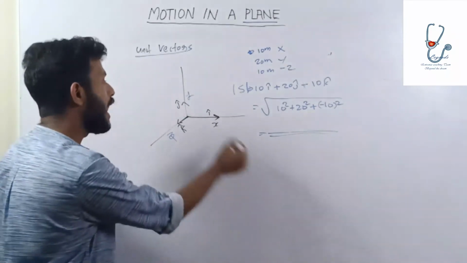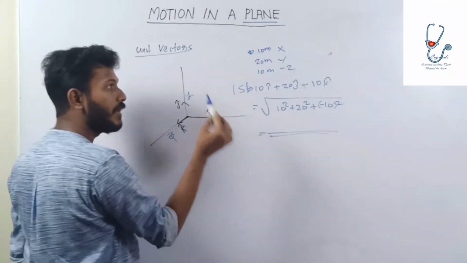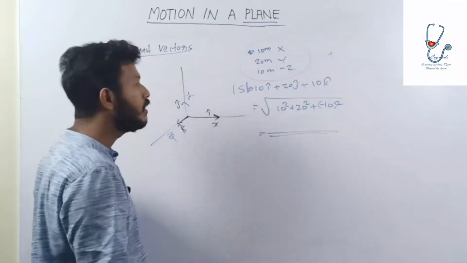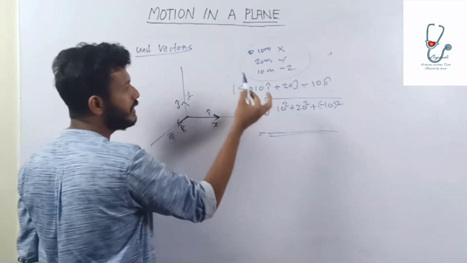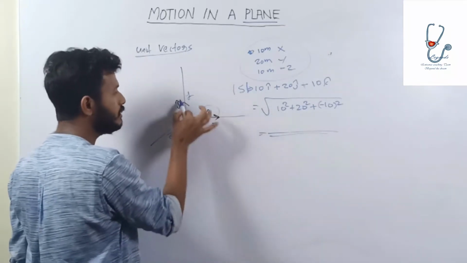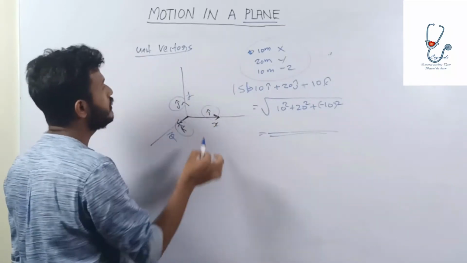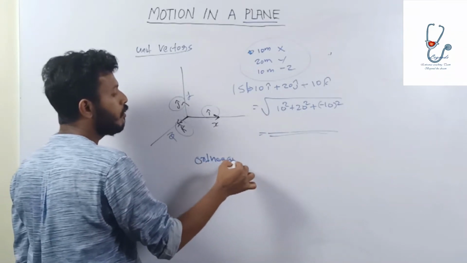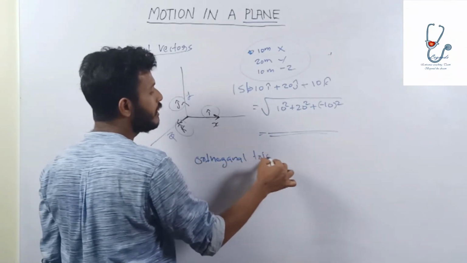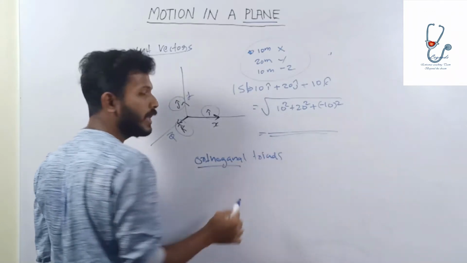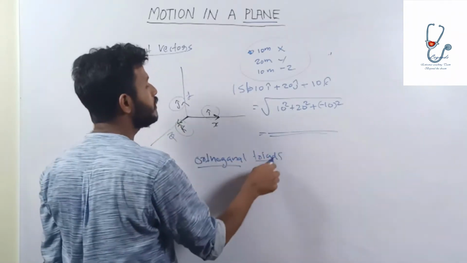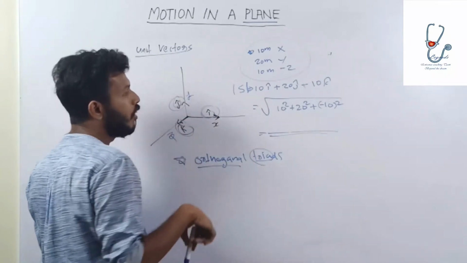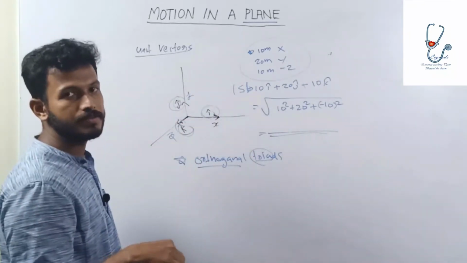So i, j, k are used to find out simply the physical quantities. Calculations are very easy by using i, j and k. These are also known as orthogonal triad. What do you mean by orthogonal? 90 degrees. Tri means 3. i, j, k are 3 unit vectors. They are called orthogonal triad.